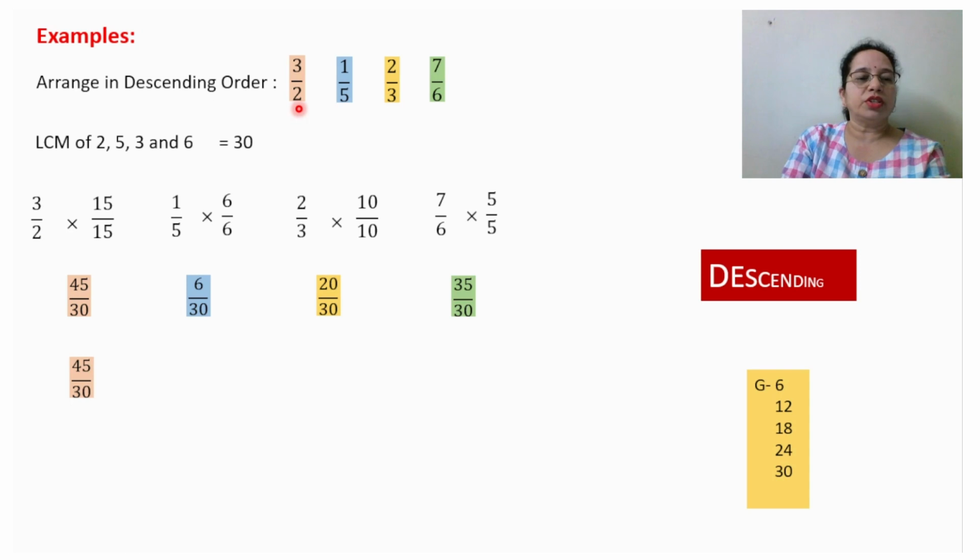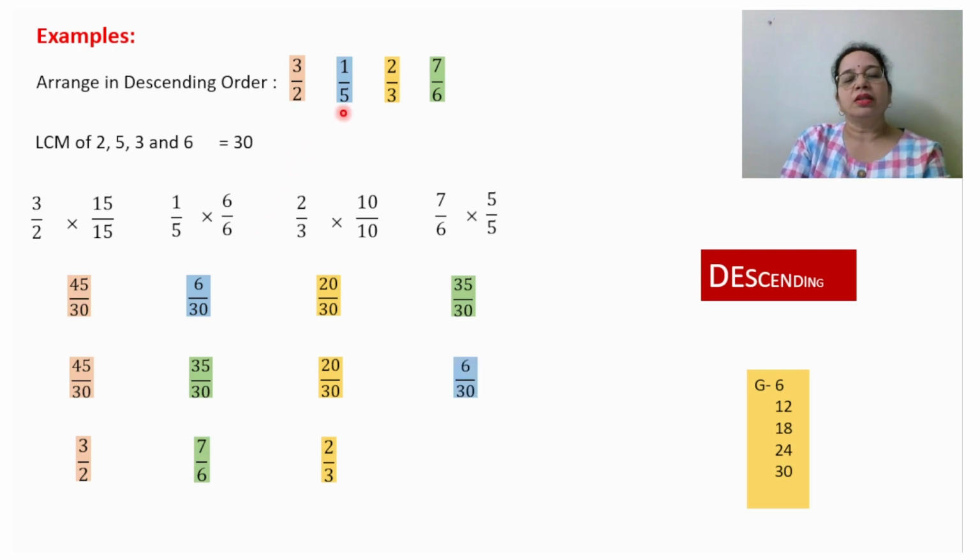So write down this first fraction, below that 3 by 2. Now the next one is 35 upon 30. This is the last fraction. So write down 7 by 6. Now next is 20 by 30, and this is the third one. So 2 by 3. And the last, smallest one is 6 by 30, and this is the second number one. So this is 1 by 5, and then you can put the sign here for ascending or descending order.